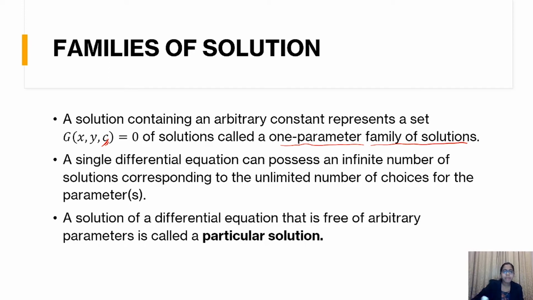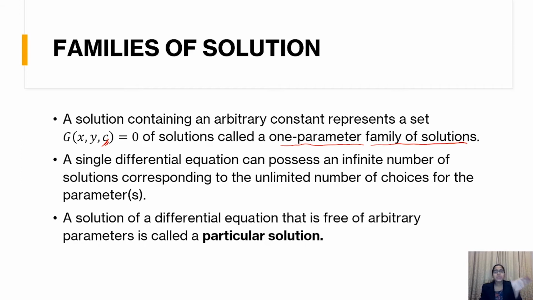Now among them we can consider a particular solution. If the given solution is free of any arbitrary constant, then we say that it is a particular solution. If you consider the previous example, x² + y² = c was a family of solutions. Now if I put c = 25, I get a particular solution of that family, that is, a particular member of that family.